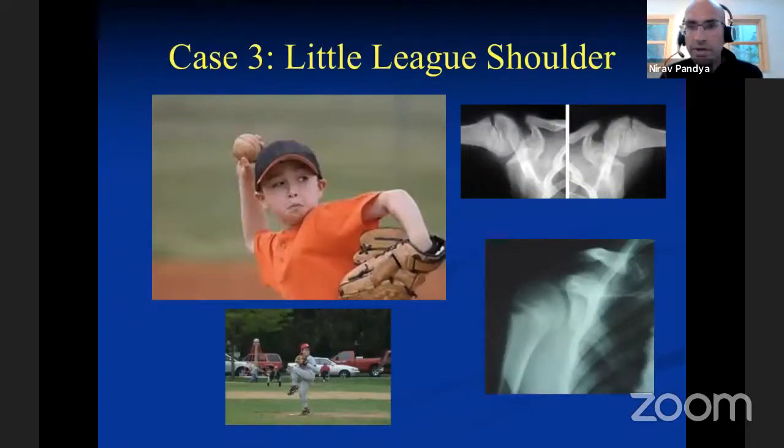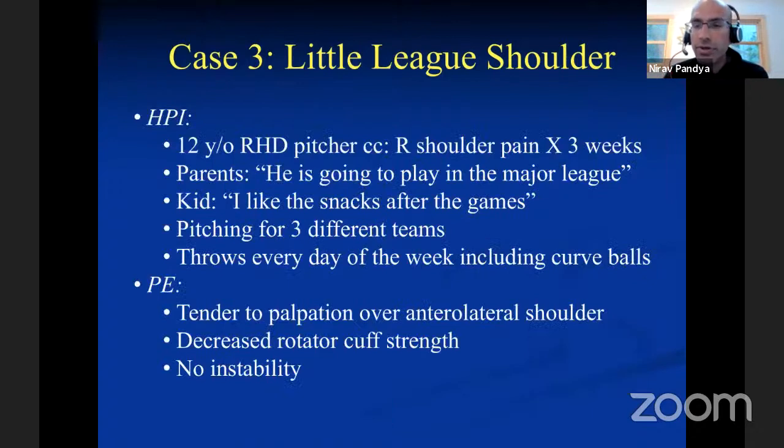Really quickly right now, I'll touch on Little League shoulder and Little League elbow. Little League shoulder is generally overuse of the shoulder in throwing athletes.